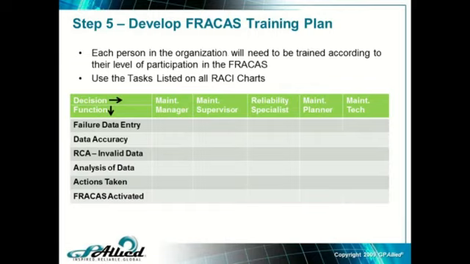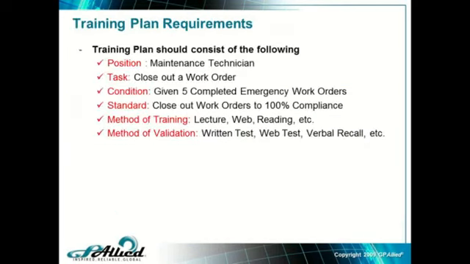And that's step 5, developing the FRACAS training plan. Each person in the organization needs to be trained in FRACAS. And the FRACAS training typically is going to start with first, once we understand it, and then down to our process maps and our RACI charts.